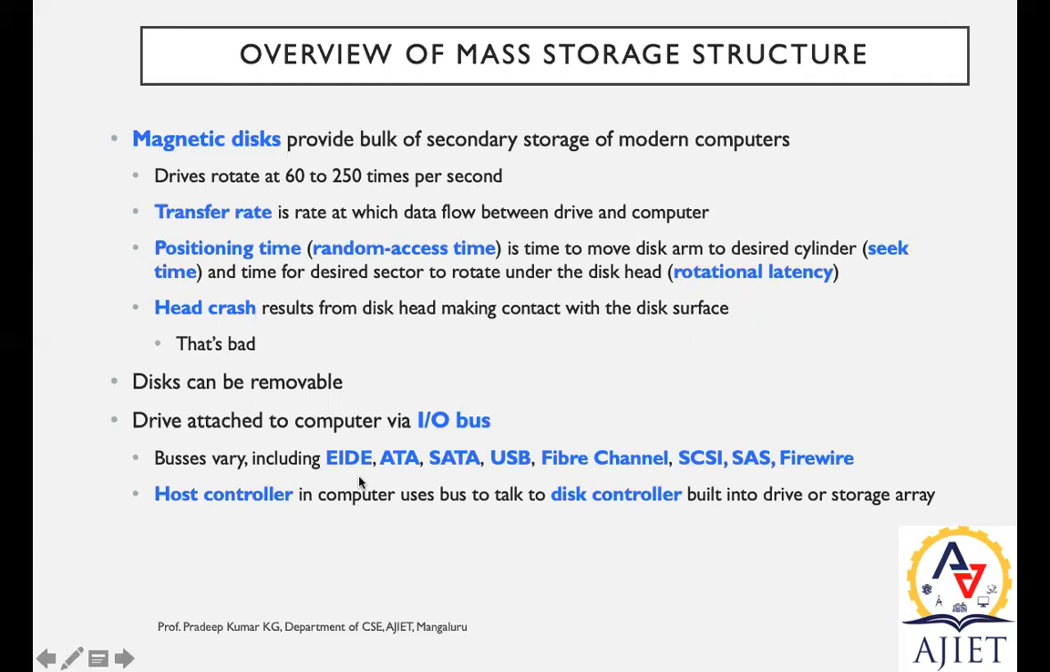The buses or connectors may vary with these different kinds of buses. In the local terminology, we may call it a cable. We may have EIDE cable, ATA cable, SATA cable, USB cable, fiber channel cable, SCSI, SAS, FireWire. So these are the different kinds of channels or cables that we may use to connect different drives, either a disk drive or a floppy drive or any other.